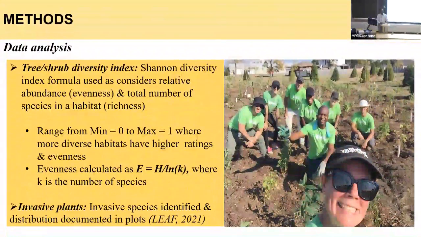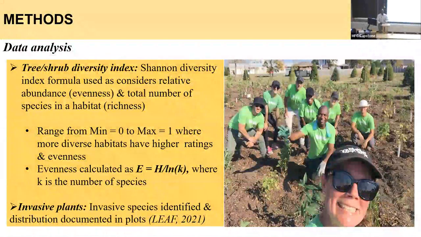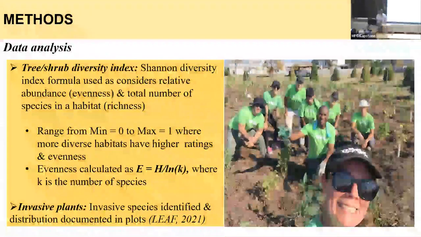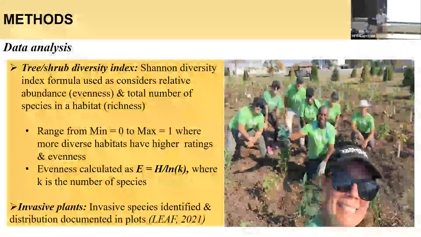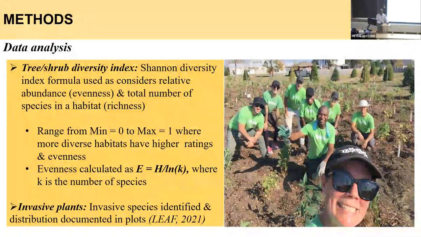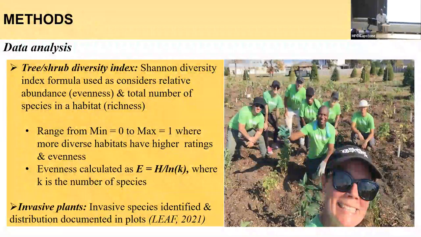2021. Also, a tree diversity index was calculated according to the Shannon diversity index formula to determine the evenness and the total number of species, the species richness, in the plots established, ranging from 0 to 1. Also, invasive plants were identified in each plot and documented across the plots.